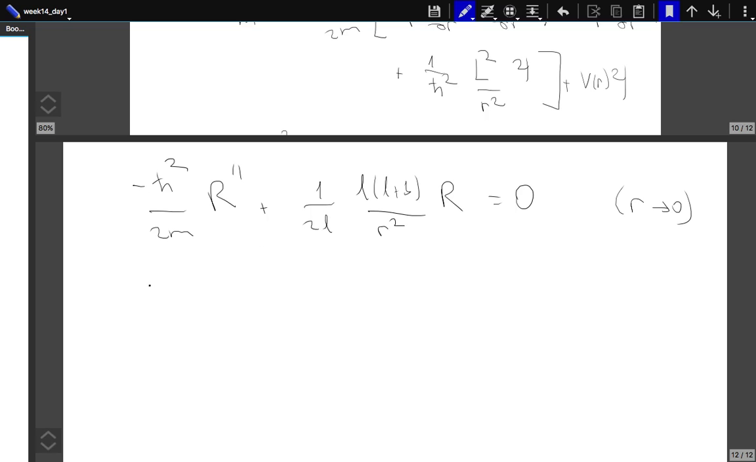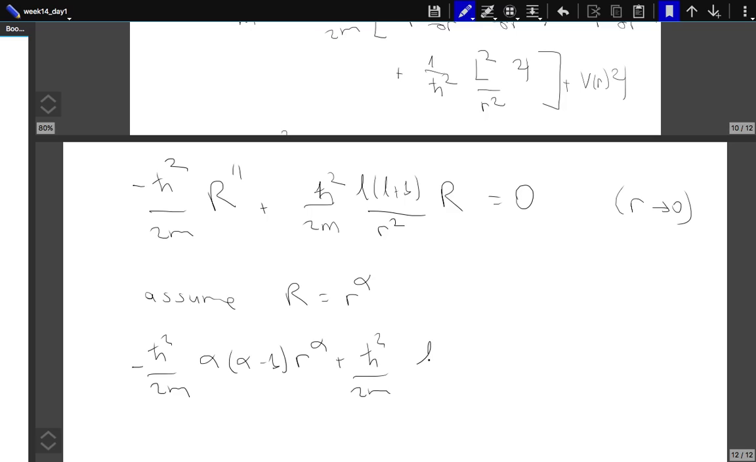Let's look for a solution of this form. Okay, I will check in the notes. So there should be an h bar squared also there. Let's look for a solution of this form, r to the alpha. Now, if you just put it over here, you will get minus h bar squared over 2m times alpha times alpha minus 1 times r to the alpha minus 2, plus h bar squared over 2m times l times l plus 1 times r to the alpha minus 2, should be equal to 0.